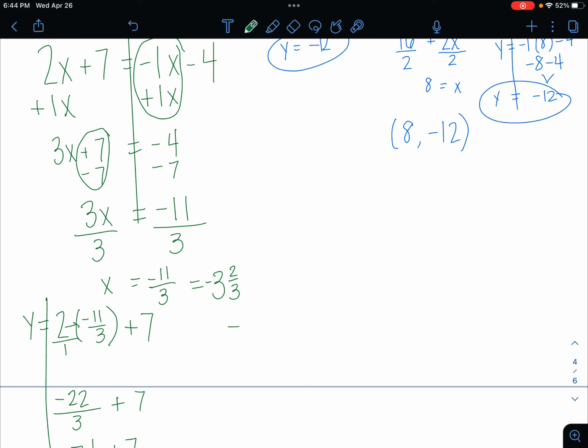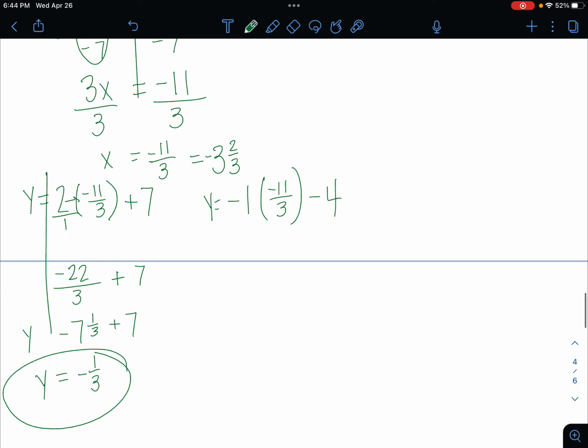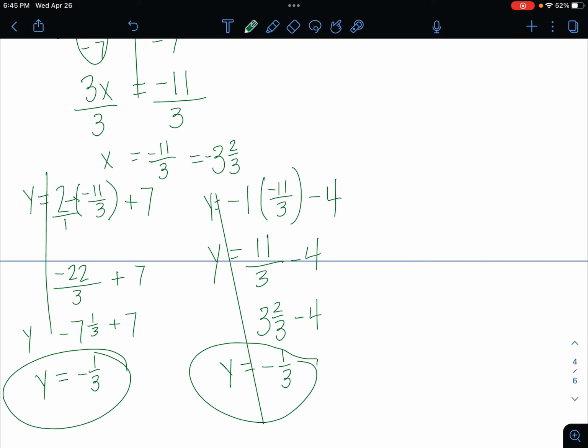That equation is y equals negative 1 times negative 11 thirds minus 4. Now, negative 1 times negative 11 thirds really is just going to turn that positive. So this is actually positive 11 thirds minus 4. Remember, we said that's the same as 3 2/3. So 3 2/3 minus 4, y equals negative 1/3 again. So we did get that same answer.